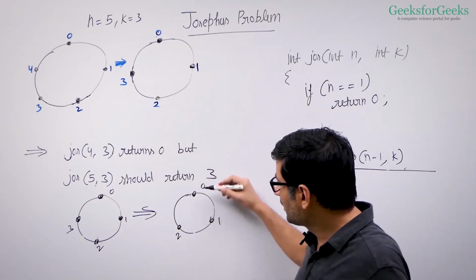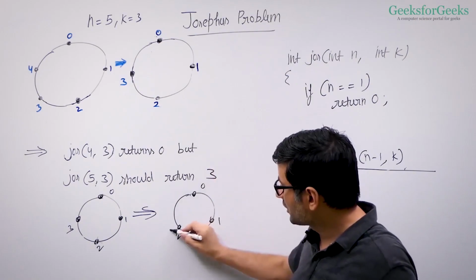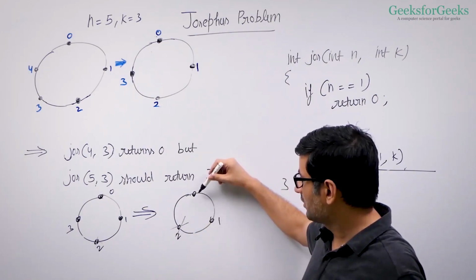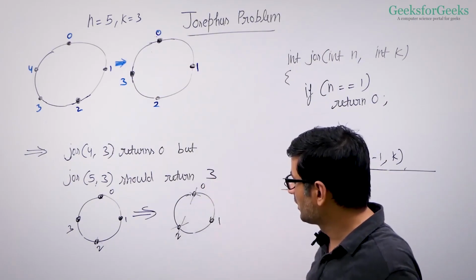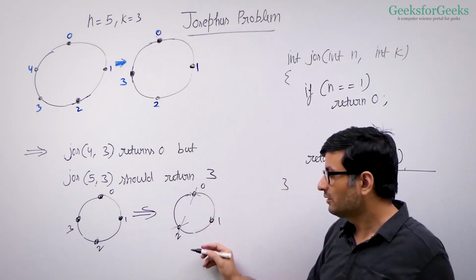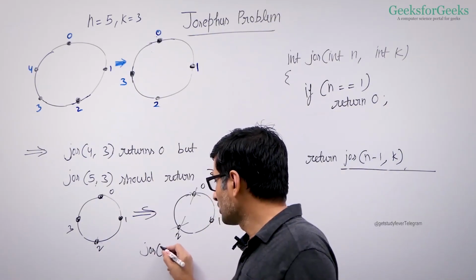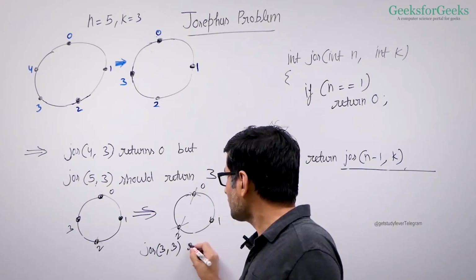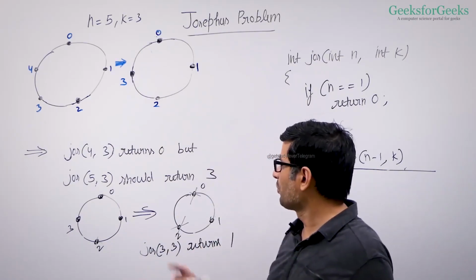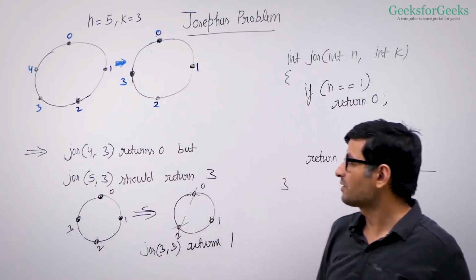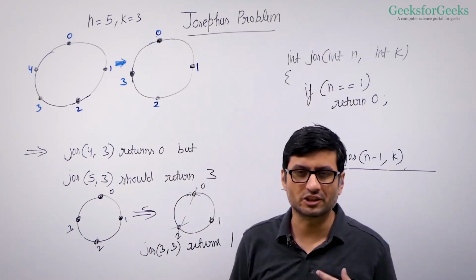So what will 3, 3 return? 3, 3 will kill the third person from here. So this person is killed. Then it kills the third person from here. So this person is killed. And it will return the output as 1. So Josephus of 3, 3 returns 1. And what do we want in 4, 3? We want 0, right? So that's one more hint for us to guess the relationship.